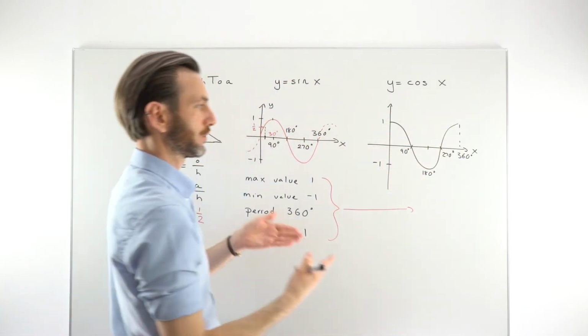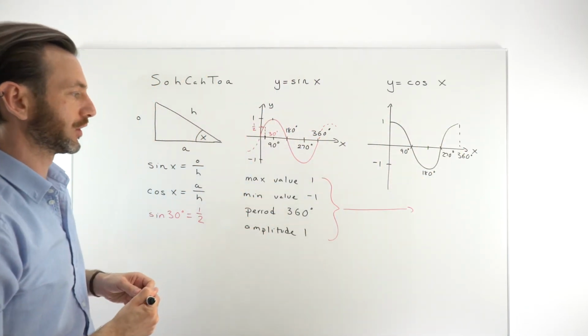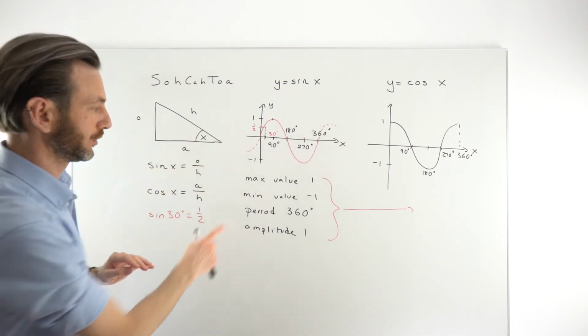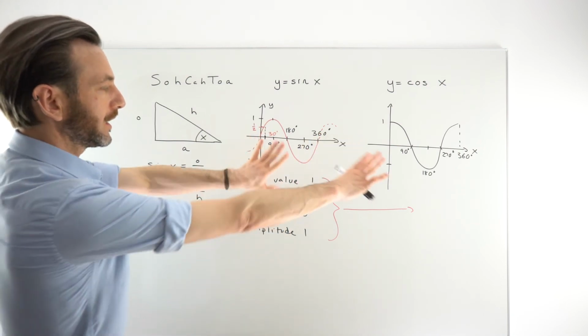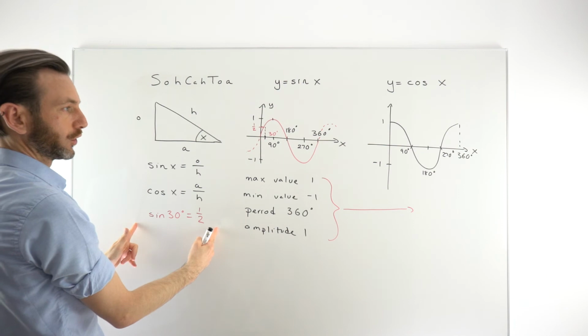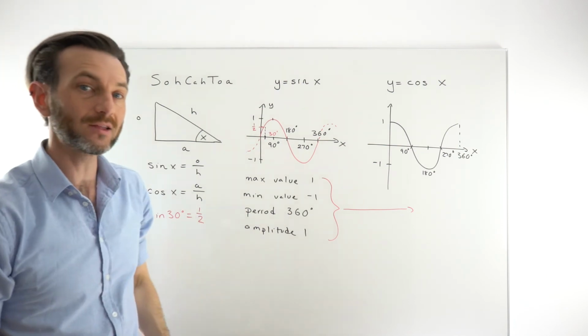Practicing drawing these graphs is really important if you're taking a trigonometry course. Learn these maximum values, these key values, and think about how that relates to what you've probably seen before, which is SOHCAHTOA. You can even take some estimates off the graph.